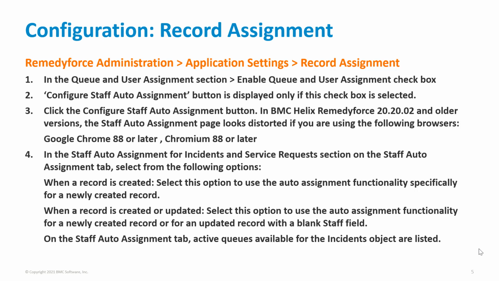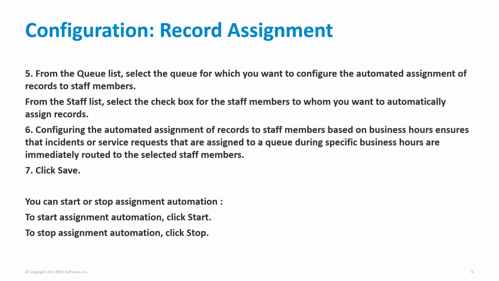On the staff auto assignment tab, active queues available for the incident objects are listed. From the queue list, select the queue for which you want to configure the automated assignment of records to staff members. From the staff list, select the checkbox for the staff members to whom you want to automatically assign the records.